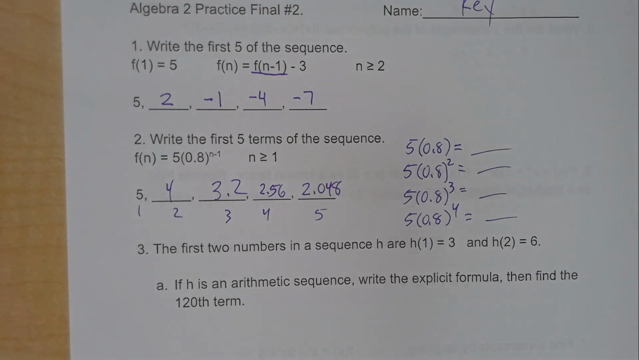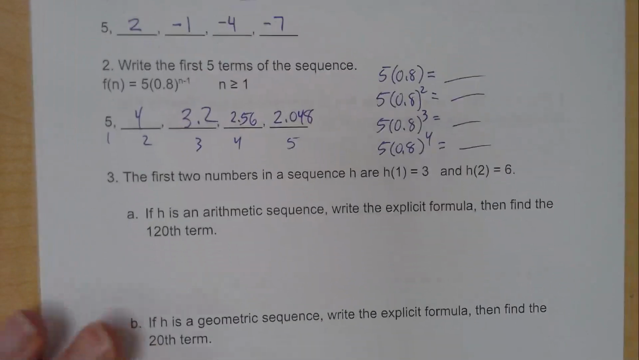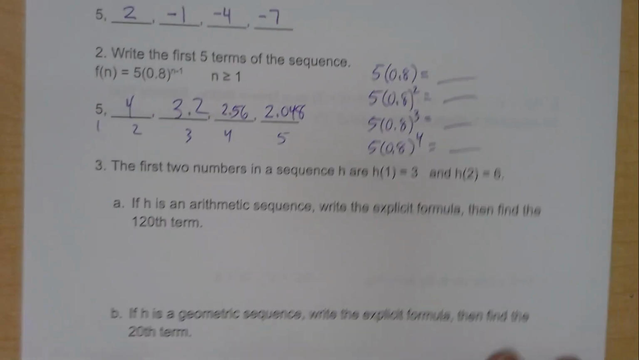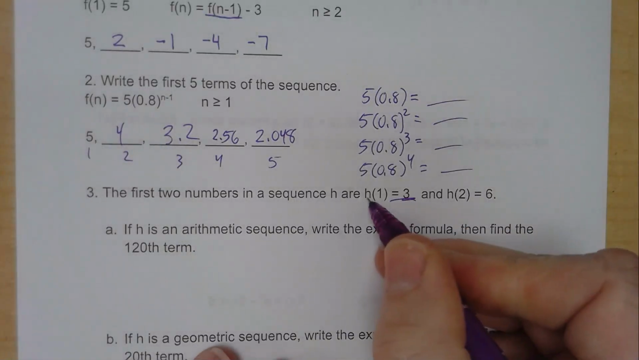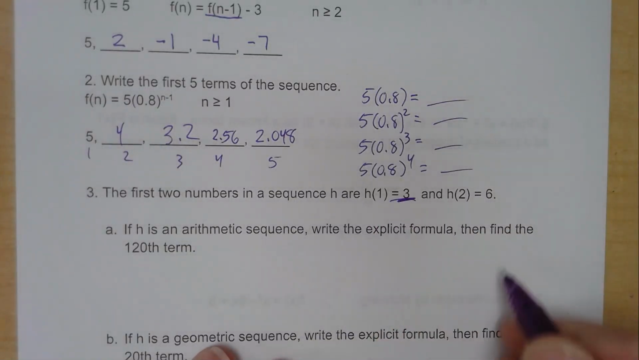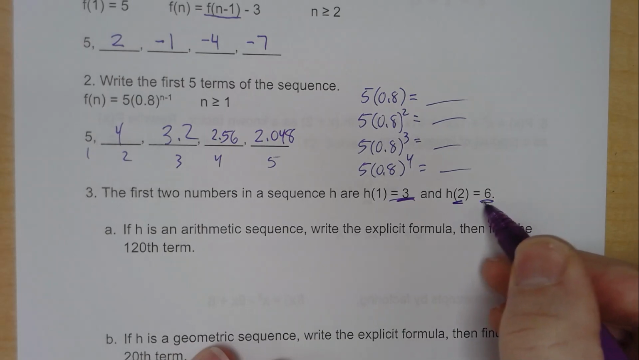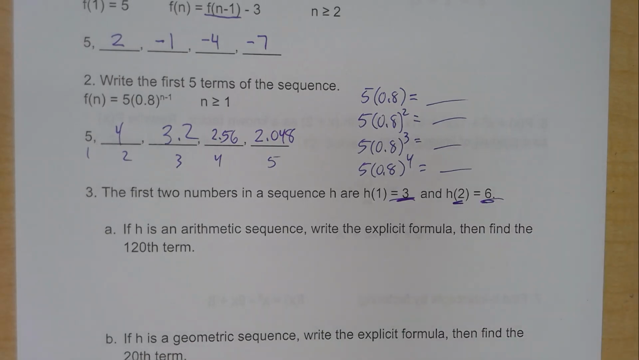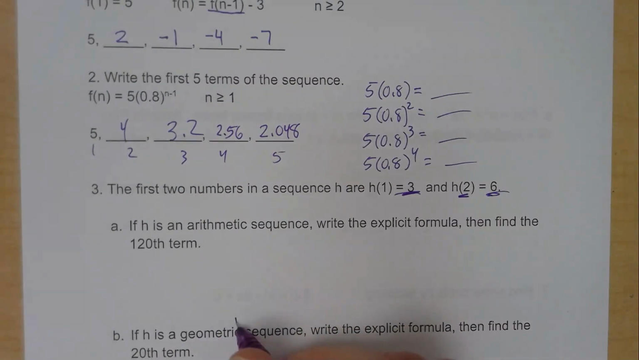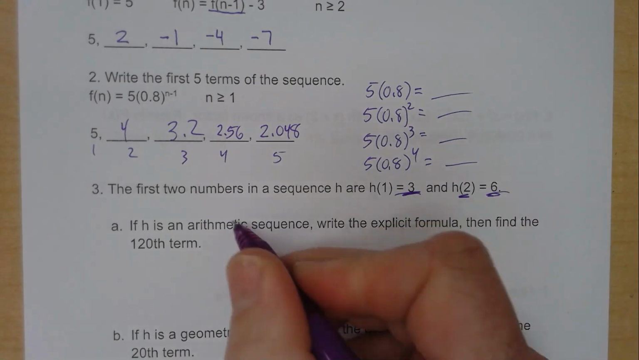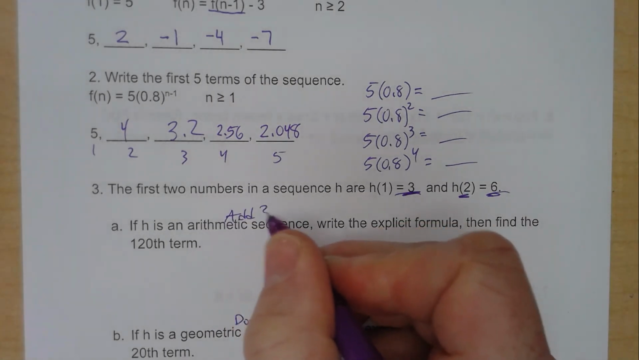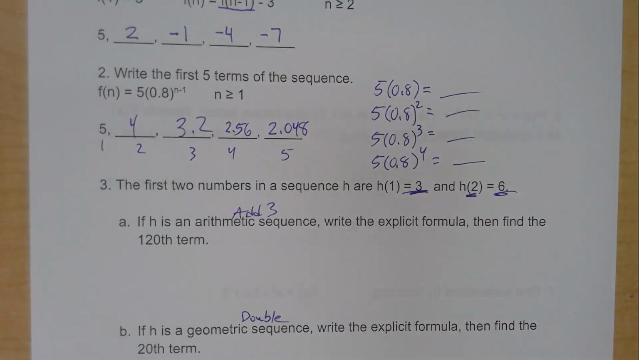All right, now we have this double 1 situation here. We have to look at this 2 ways. So the first term, h of 1, so that's the first term. The first term is 3. Then when you go to the second term, it's 6. So if you think about it geometrically, that means it's doubling, so I'll make a note there. And if you go from 3 to 6, arithmetically, we're adding 3. So we need to make 2 explicit formulas, one where we're adding 3.